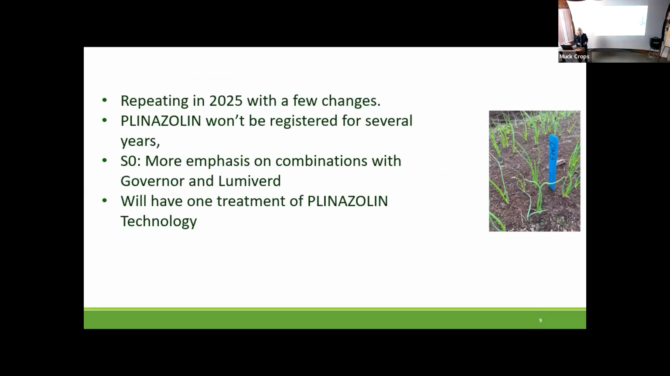So we are repeating this trial again. It's that same multi-state trial. We've been told that plinazoline won't be registered on onions for several years. So we're looking at some more of the combinations with Governor and Lumiverd, but we are keeping the plinazoline technology as one treatment in our trials. So we'll always be able to go back and do a comparison with that seed treatment.